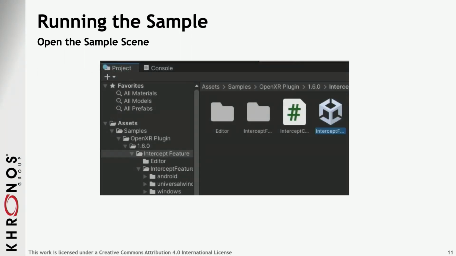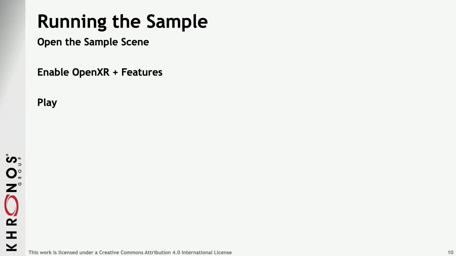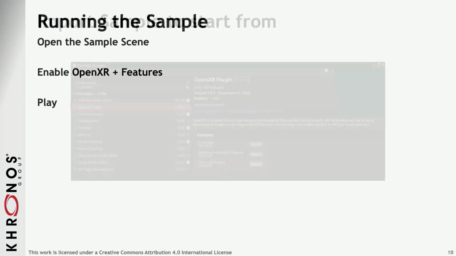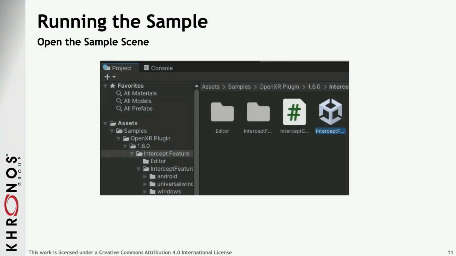So we open the sample scene. Once you import it into your project, it ends up in the Assets folder: Samples, OpenXR plugin, intercept feature, and there's a scene that you can open.